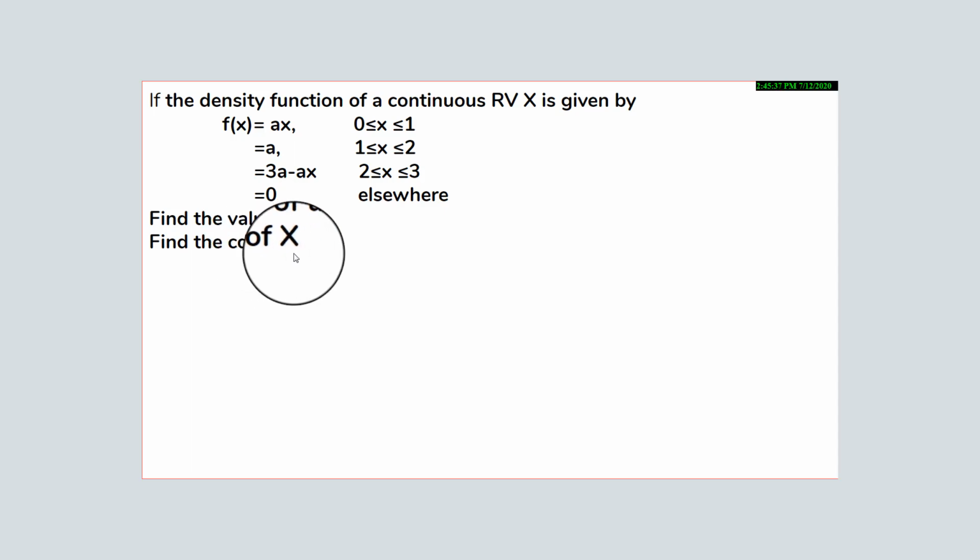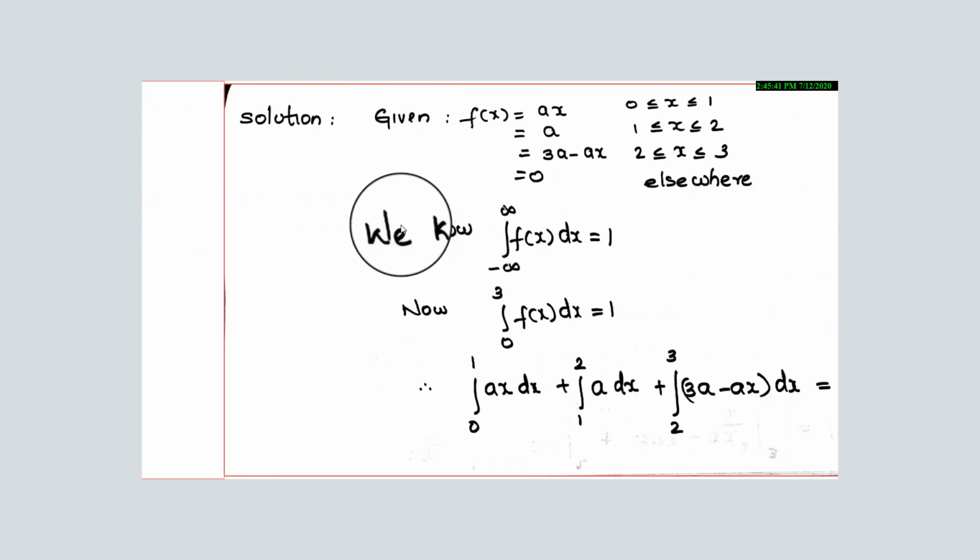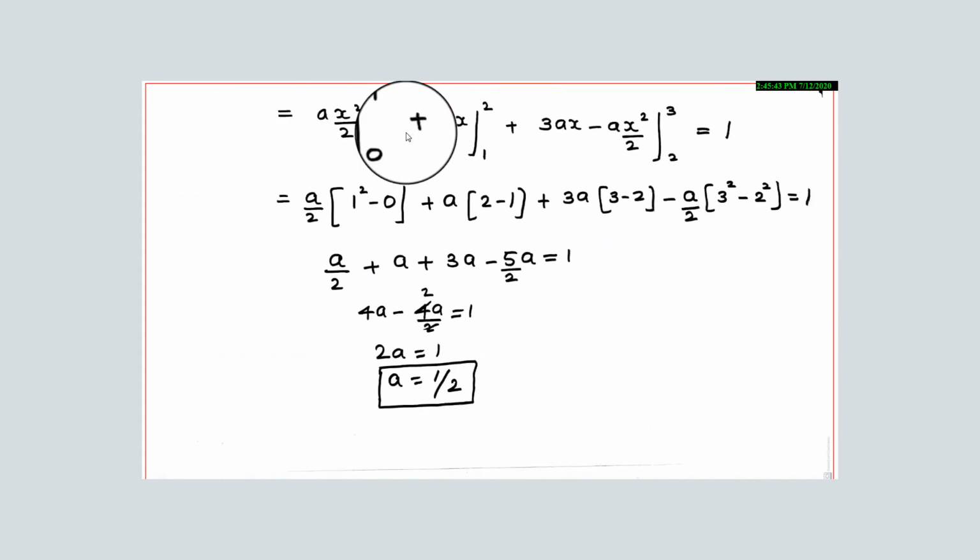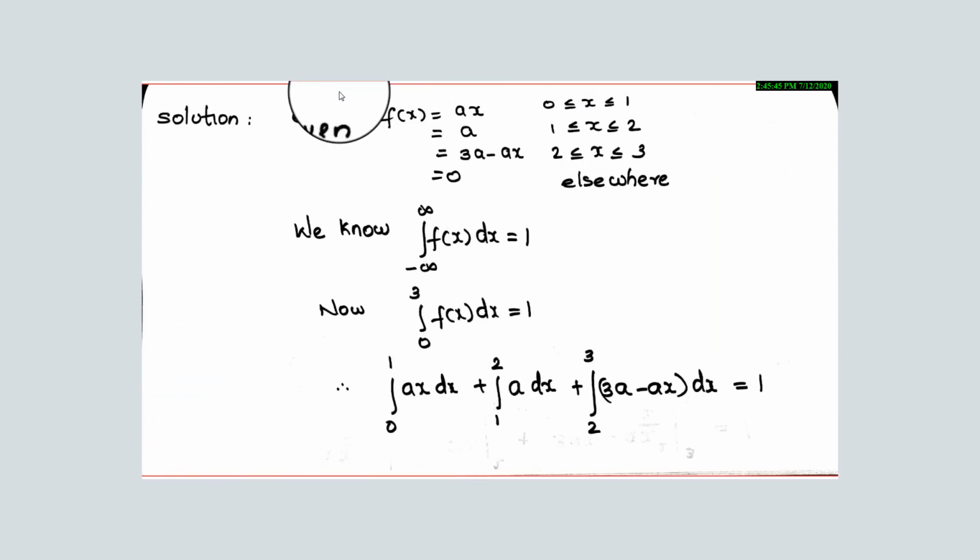Now we'll first write what all the given things are. The given thing is f of x, which is equal to ax for x lies between 0 and 1. We know that integration over the limits minus infinity to infinity f of x dx is equal to 1. This is for the case of a continuous random variable.